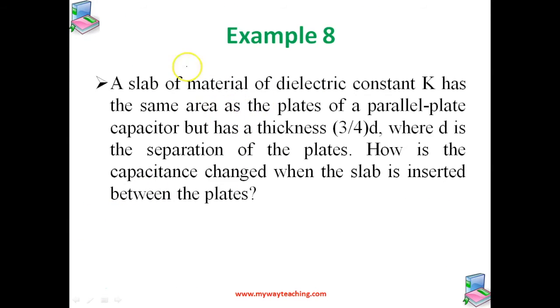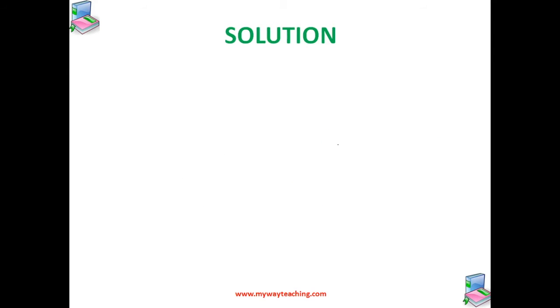Now let us see a simple example. A slab of material of dielectric constant K has the same area as the plates of a parallel plate capacitor, but it has a thickness 3 by 4 D, where D is the separation of the plates. How is the capacitance changed when the slab is inserted between the plates?